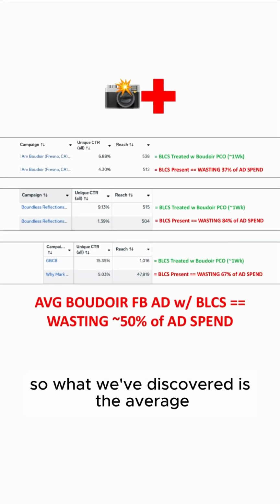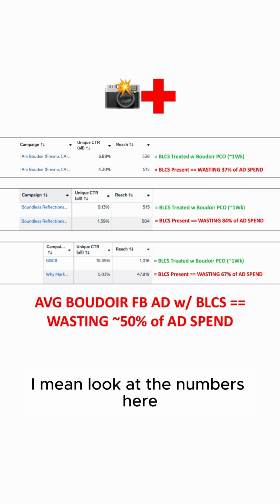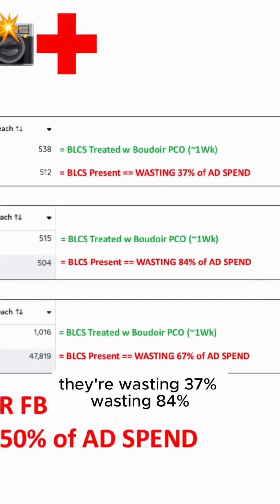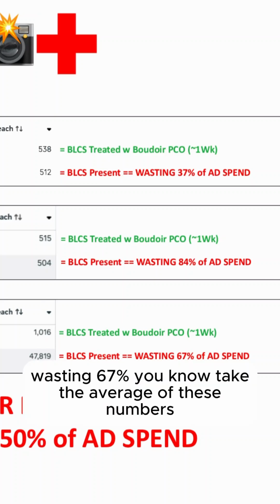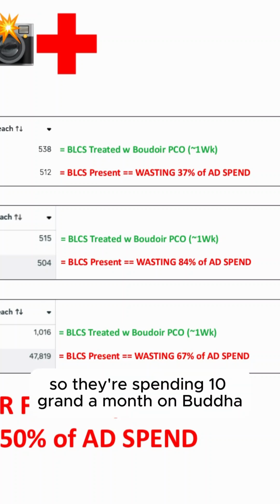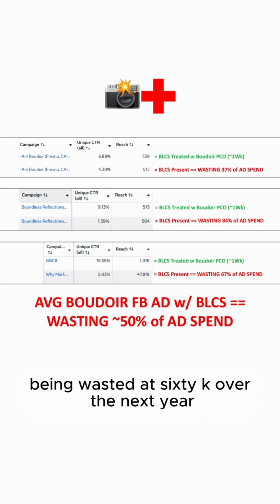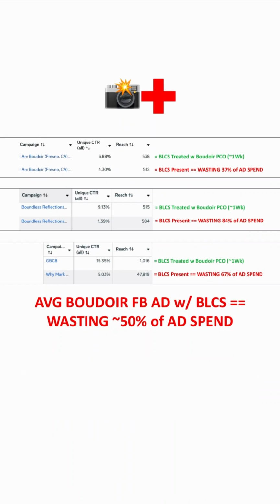So what we've discovered is the average boudoir Facebook ad with BLCS is wasting about 50% of its ad spend. I mean, look at the numbers here. 30, wasting 37%, wasting 84%, wasting 67%. Take the average of these numbers, probably somewhere between 50 to 60%. So if they're spending 10 grand a month on boudoir Facebook ads, this means approximately 5K every single month is being wasted. That's 60K over the next year.